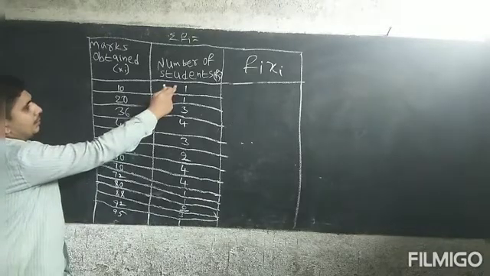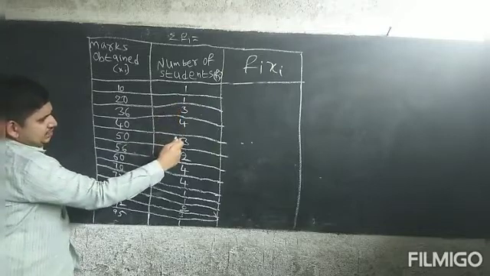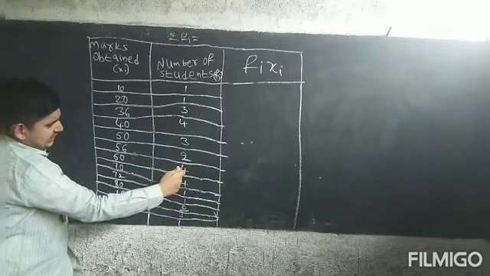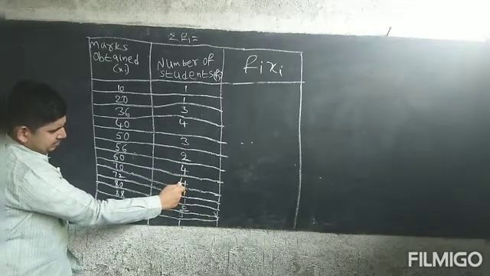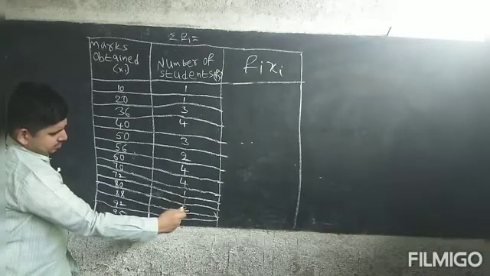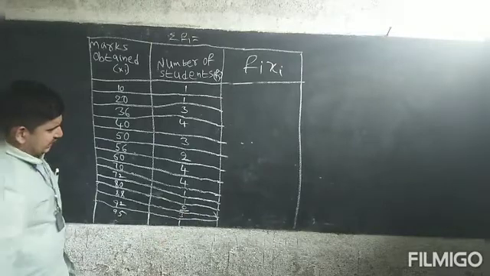1, 2, 2 plus 3 is 5, 9, 12, 14, 15, 20, 21, 22, 24, 27, 28.